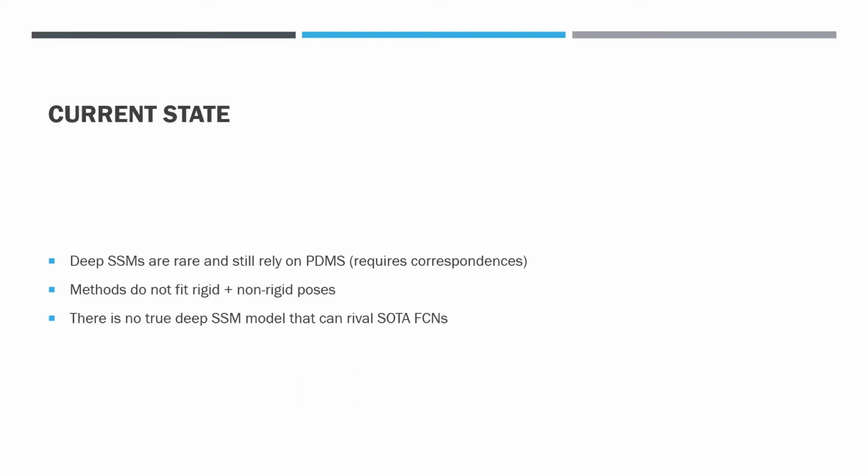Okay, so like I said, I didn't give an exhaustive outline, but I think I can confidently say that deep statistical shape models are quite rare. And when they are implemented, they still rely on point distribution models, which does require those correspondences I mentioned. Current deep statistical shape models do not fit rigid and non-rigid poses. There are implicit anatomical constraints that I mentioned, which do seem to improve things, but they're not really a true statistical shape model. And I think it's fair to say there's no true deep statistical shape model that can rival today's state-of-the-art FCNs.